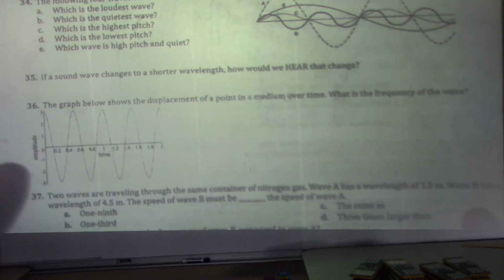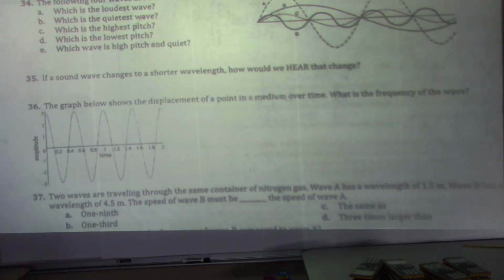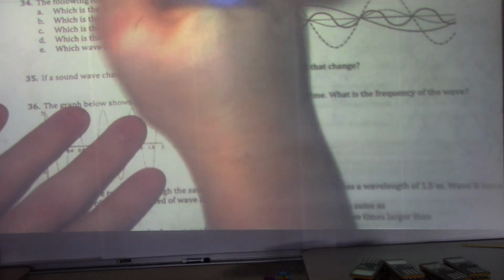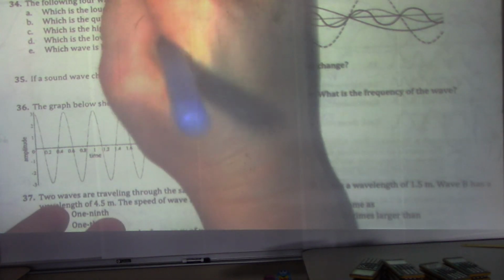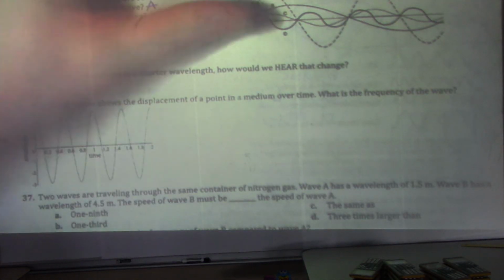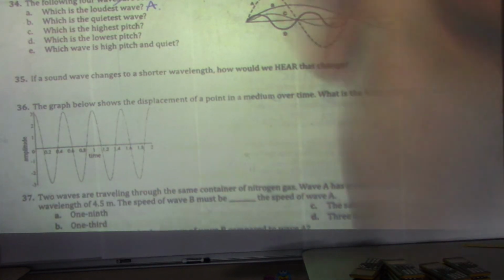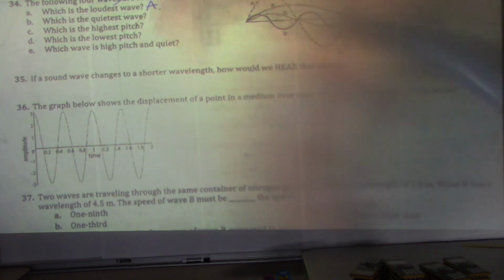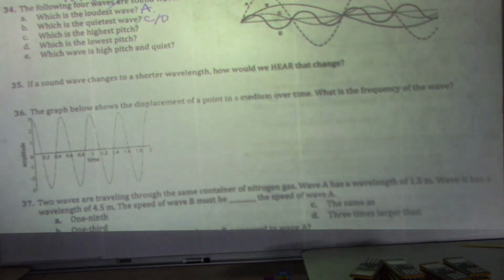Okay, four waves are sound waves, which would be the loudest? So loudest is going to be the tallest wave. So A looks like it's the tallest wave. The quietest wave would be the least tall. So I would say C or D. You can't really tell.